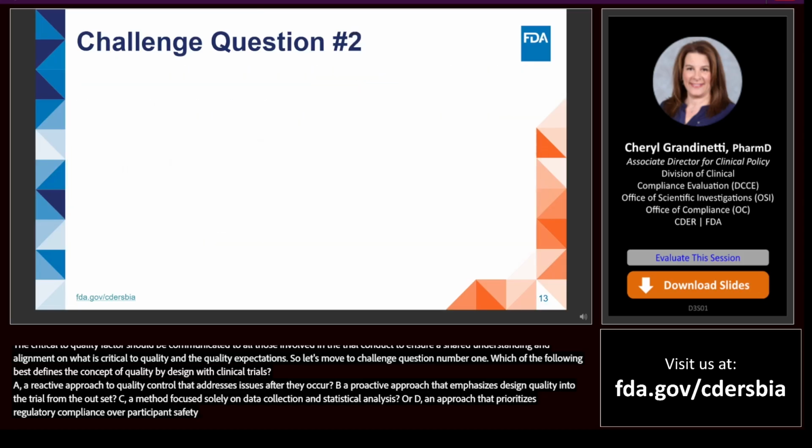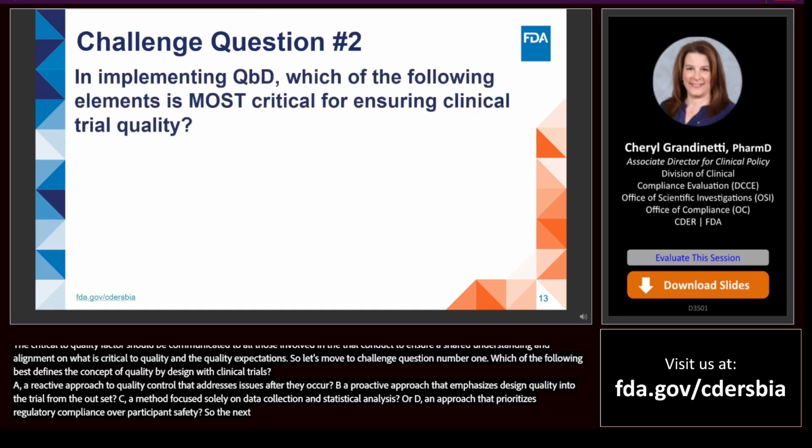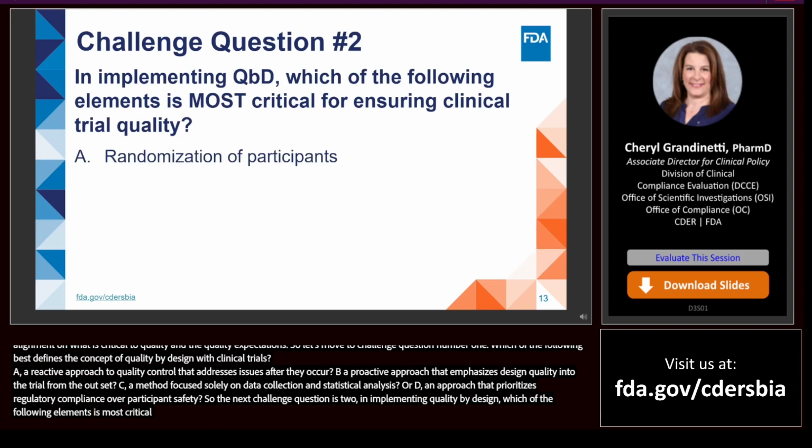So the next challenge question, 2, in implementing quality by design, which of the following elements is most critical for ensuring clinical trial quality?